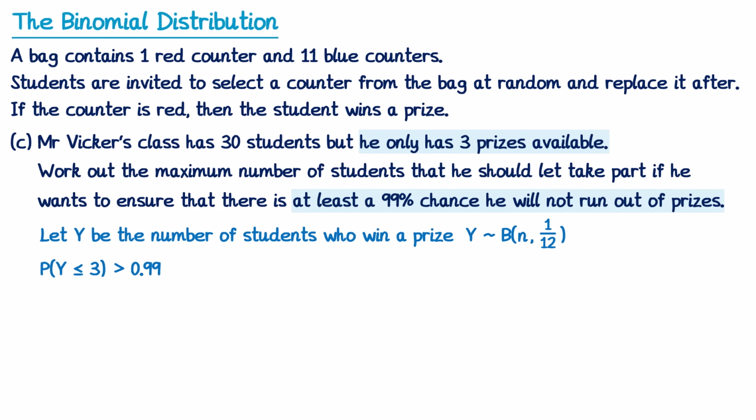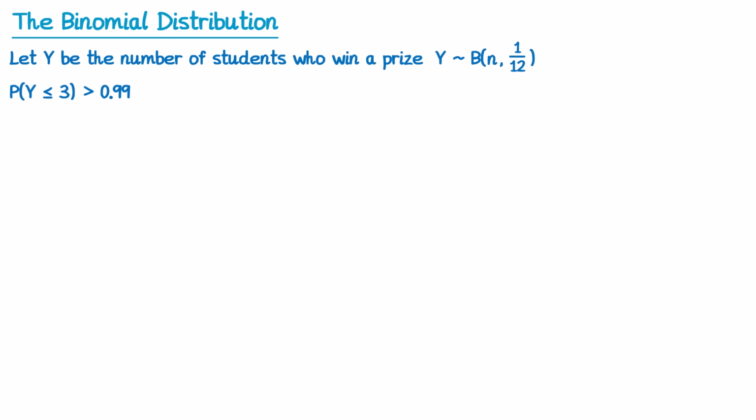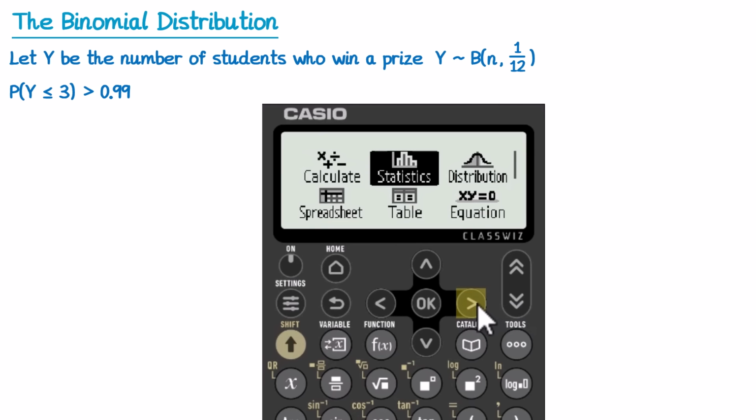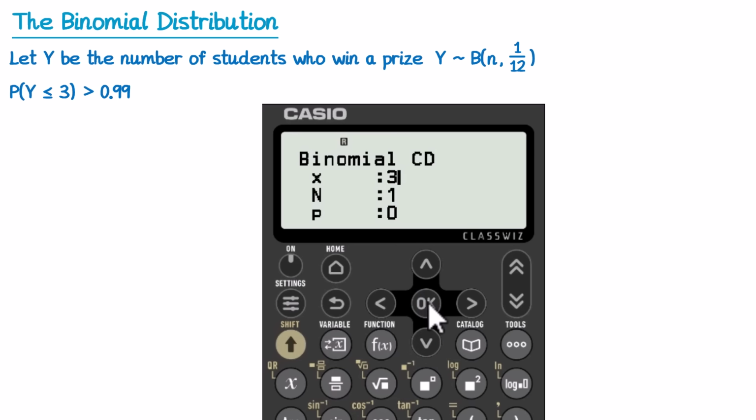So in this question, we're just looking for different n values where this is true, and we want to select the biggest one since we want the maximum number of students. Let's take a calculator and think about how we're going to approach this. Since we have the probability that y is less than or equal to 3, we're going to need to use the Binomial CD. So let's go and select that distribution. We'll go to Variable, and our x value here is going to be 3. Now we don't know the n value, that's up to us to decide, but we do know the p value is still 1/12, so let's enter that.